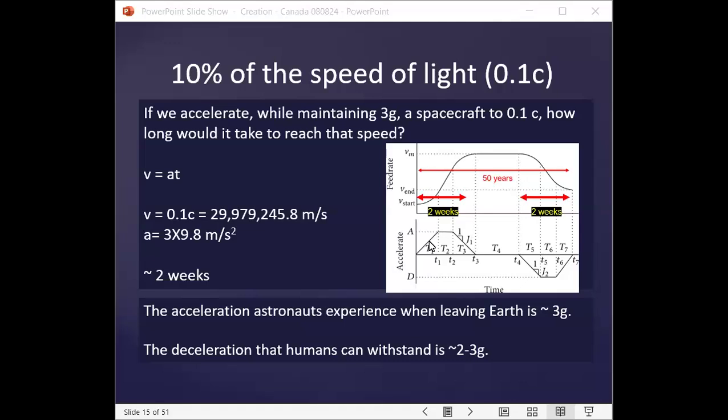Okay, 2 weeks. It's a little bit of an exaggeration here: 2 weeks of acceleration, and 2 weeks of deceleration actually. In order to go to Alpha Centauri, this middle part is 50 years, right? You have to stretch this a lot.